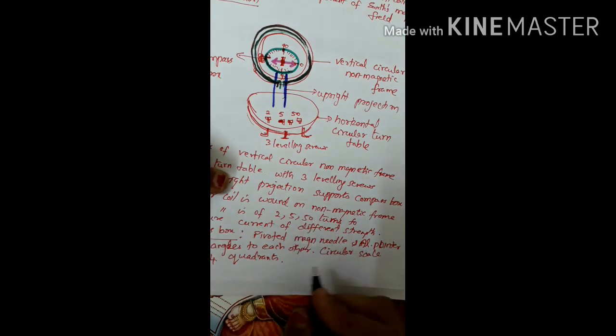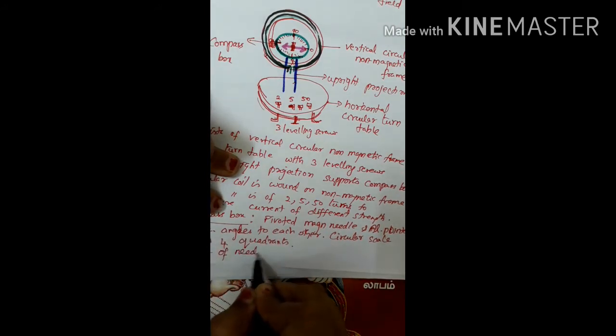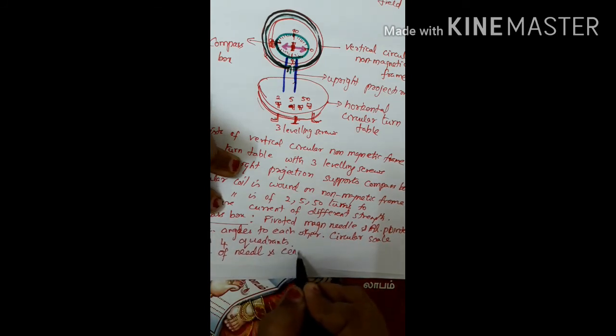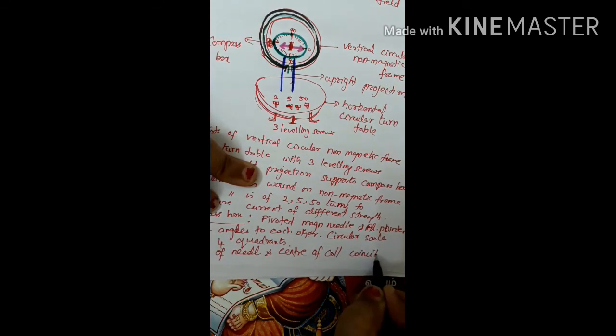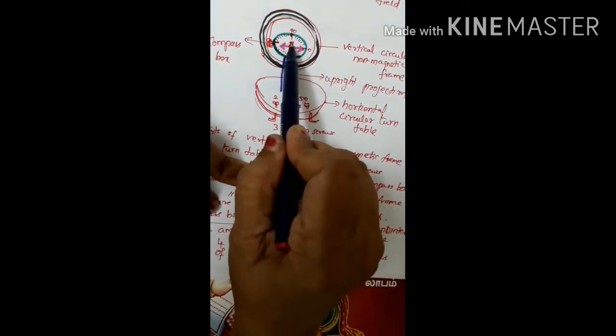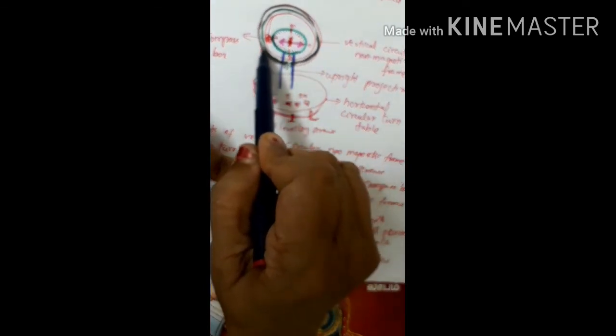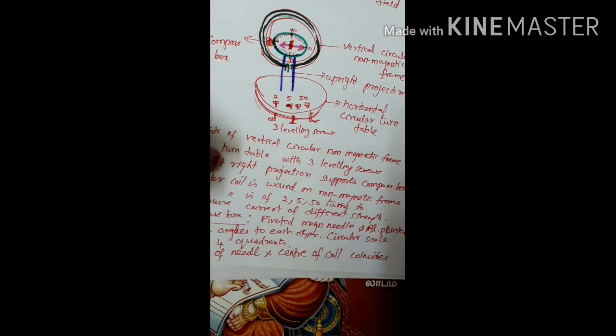And what is the other point you have to write? Last point, what you can write? The center of the magnetic needle and the center of the coil coincide. The center of the needle and the center of this circular coil will coincide. This is all about the description. Got it, children? Next we will learn the theory.